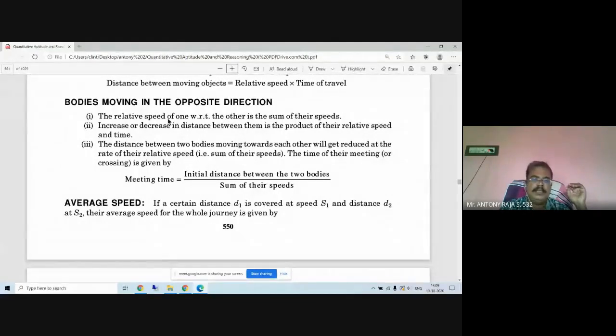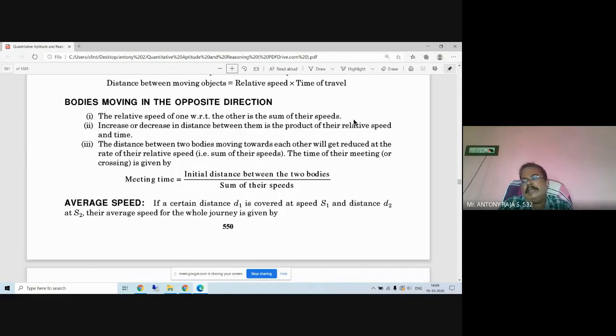So this is also an important relationship, because the problems will be like this. A train is moving at a speed of 100 km per hour, say in the west direction. Another train is coming in the opposite direction at a speed of 150 km per hour or 130 km per hour. So how will you find the relative speed of one with respect to the other? It is the sum of their speeds. That is the relative speed.